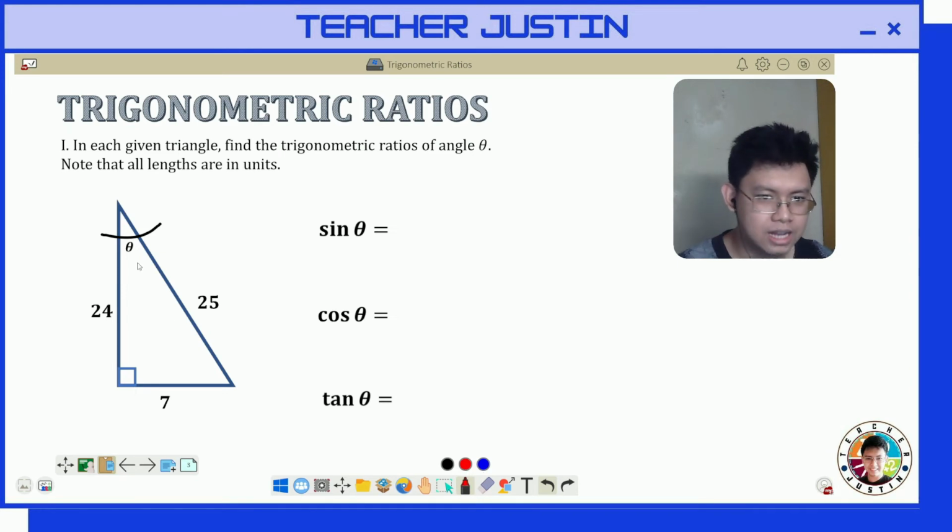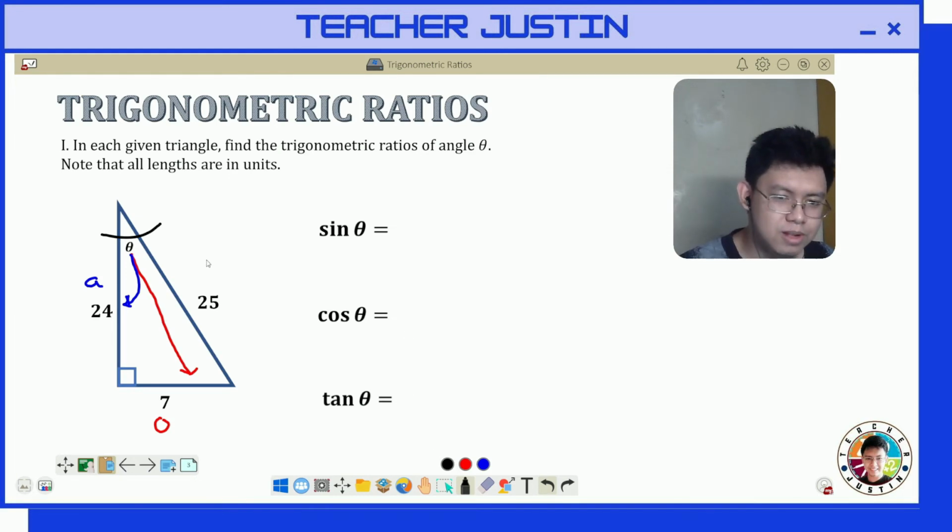Since this is our angle, the side opposite that angle will be our opposite side. So, this will be O, opposite side. Then, the side beside that will be our adjacent side. So, 24 will be our A. And last one, our hypotenuse is the side opposite the 90-degree angle, also known as the longest side. That will be our H. So 25 is the longest side, and the side opposite the 90-degree angle, that will be our hypotenuse.